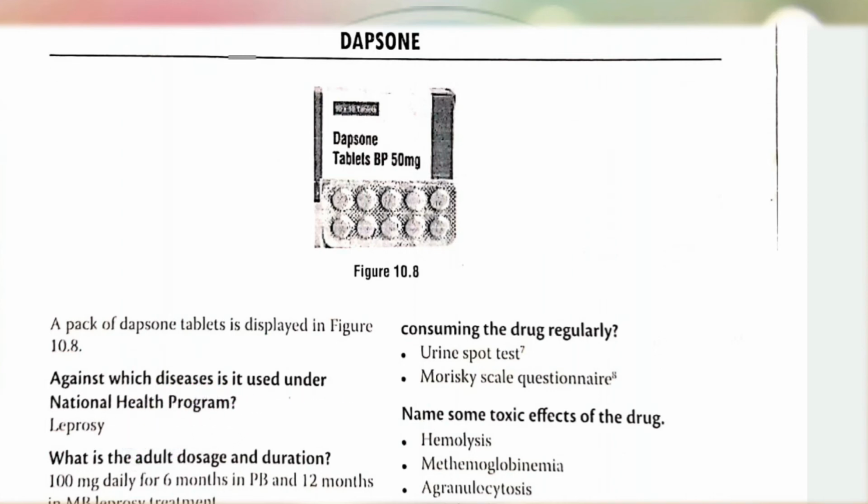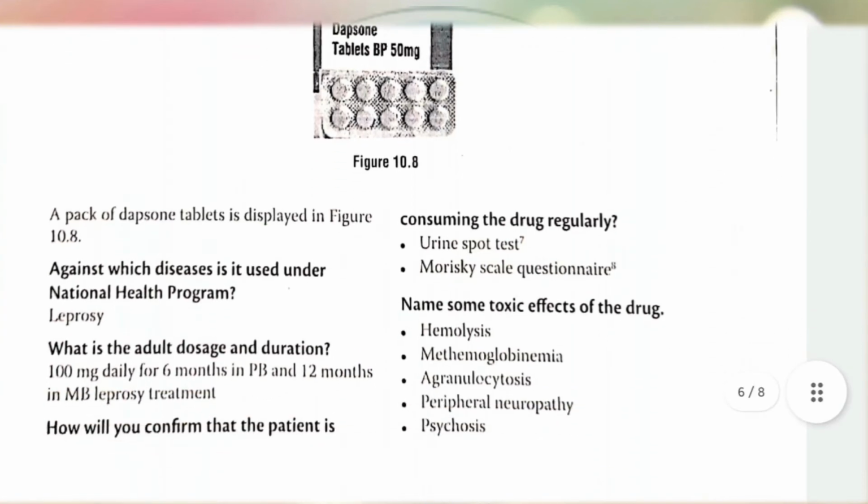Then coming to another drug, that is the Dapsone, against which disease it is used under the National Health Program, so it is leprosy. What is the adult dose and duration? 100 milligram daily for 6 months in the paucibacillary and 12 months in multibacillary leprosy treatment.